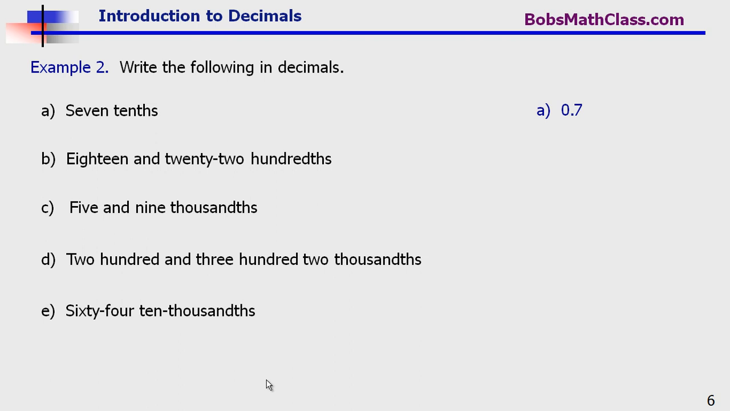18 and 22 hundredths. So the 18 is going to be before the decimal point. The last 2 has to be in the hundredths place. So do we need to add any zeros? No, because the 22 has to be in the second position. That works out just right. No zeros are necessary.